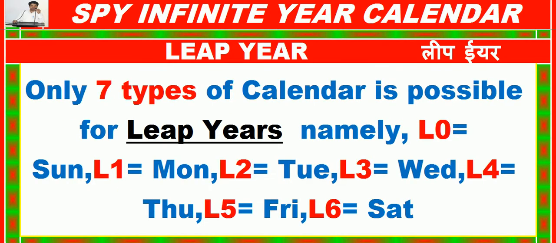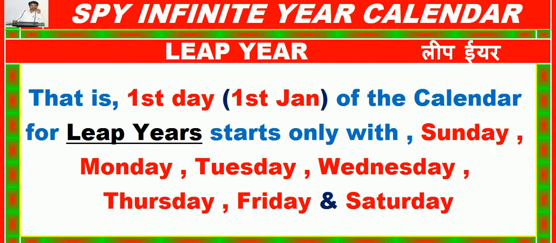Only 7 types of calendar are possible for leap years, namely L0 equals Sun, L1 equals Monday, L2 equals Tuesday, L3 equals Wednesday, L4 equals Thursday, L5 equals Friday, L6 equals Saturday. That is, first day, 1st January, of the calendar for leap years starts only with Sunday, Monday, Tuesday, Wednesday, Thursday, Friday and Saturday.